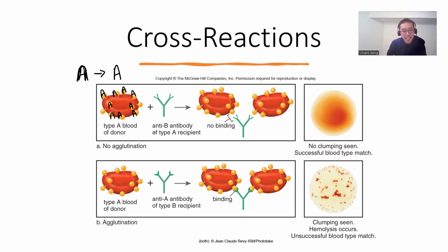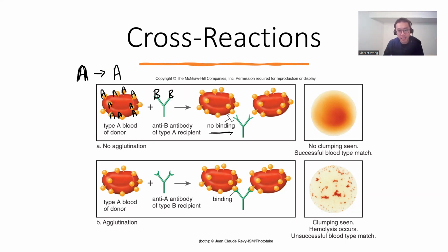Now, the recipient is also type A, so they would have anti-B antibodies. If you take a look at the antibody here, the fork at the end is like a triangle, right? It's not going to bind to these little circles. Like in our notes, we put a letter B here, right? So basically, if the letters on the cell are not the same as on the antibodies, then they will not react.